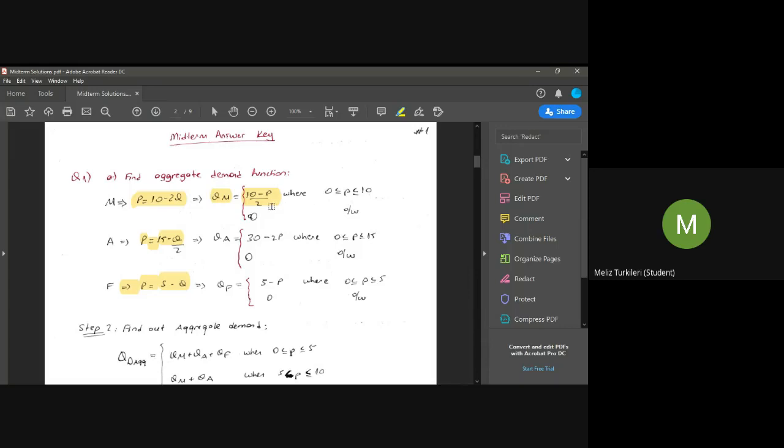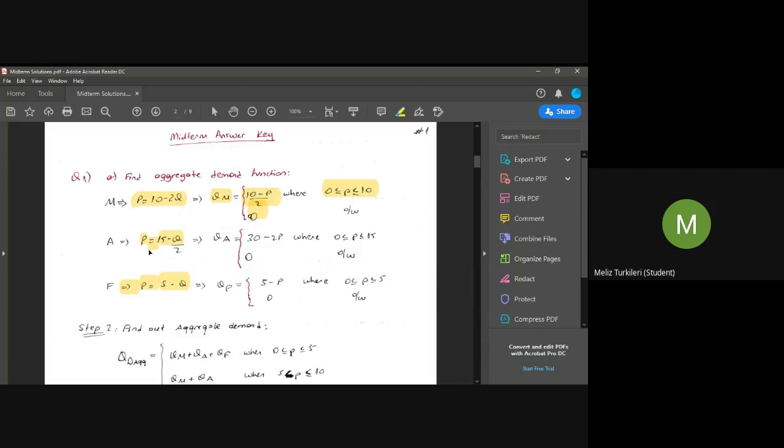But you should also check for the prices. If the price is higher than 10, then what happens? The demand will be negative. But we do not want that kind of thing in our function, in our graph, so we can assume that when the price is higher than 10, we have zero demand for the first consumer. You need to do this to draw a proper graph.